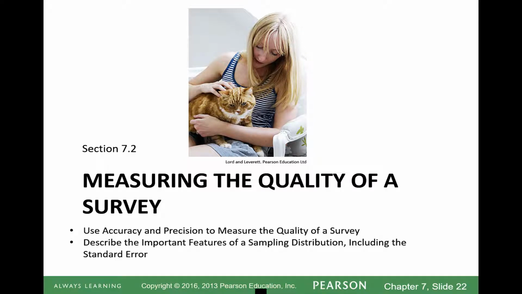Measuring the quality of a survey. Using accuracy and precision to measure the quality of a survey. Describe the important features of a sampling distribution, including the standard error.